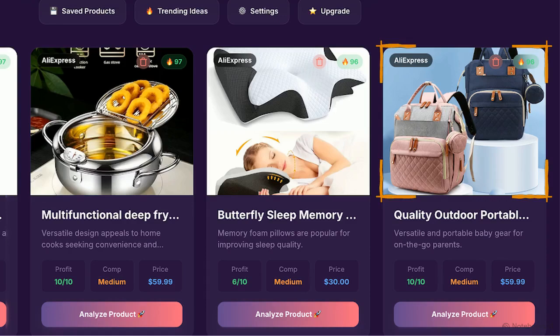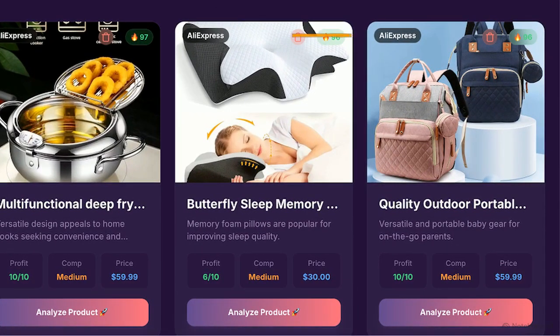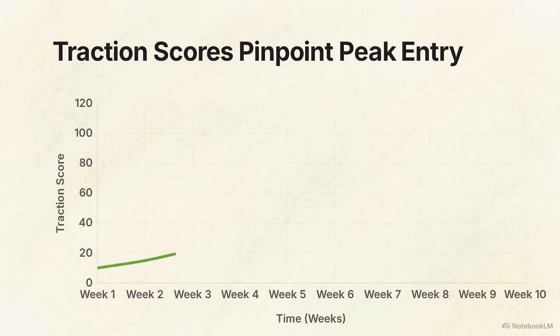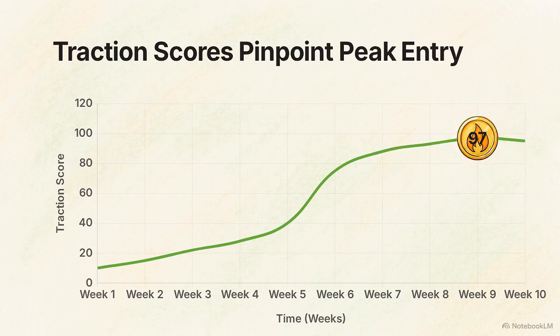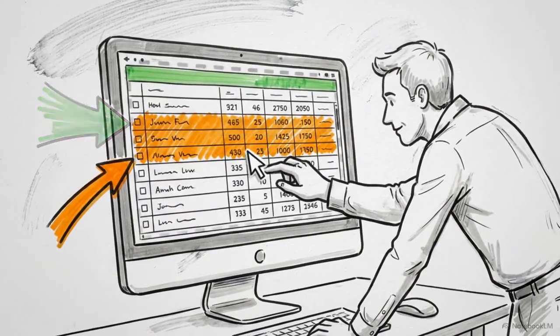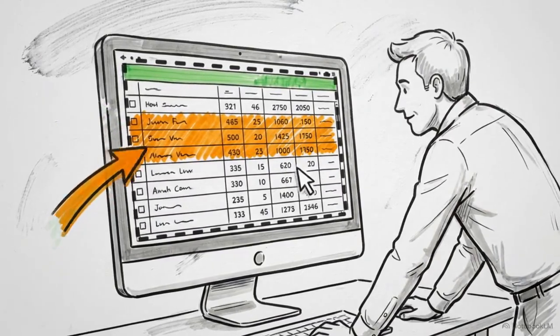Take a look at this outdoor portable backpack. The interface shows us it retails for $59.99 and tracks its performance directly from the supplier platform. Notice the trend scores attached to these items. These numbers track real-time buyer traction, allowing you to enter a market just as a product begins to peak. This initial discovery phase filters out the noise, ensuring you only spend your time on items with proven momentum.